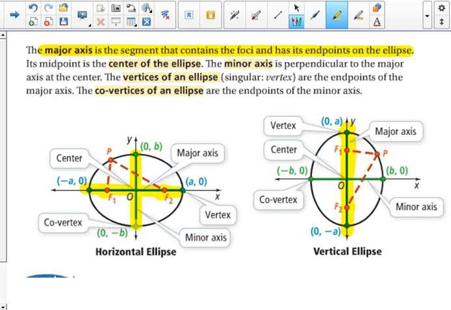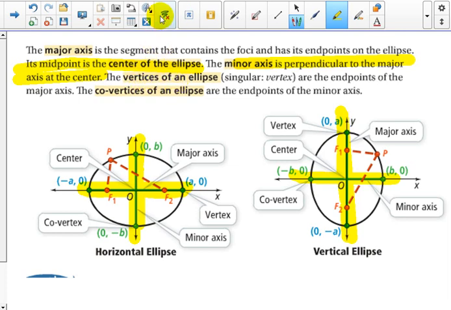Now, its midpoint, let me go back. Now we're talking about the midpoint is the center of the ellipse. Okay, there's our center, there's our center. So now it looks like it's the origin, right? But the midpoint is the center of the ellipse. And the minor axis is perpendicular to the major axis at the center. So they are perpendicular to each other. They are at right angles to each other. So remember, the major is the one that has the focus points. The minor is the one perpendicular to that. It's major, minor.